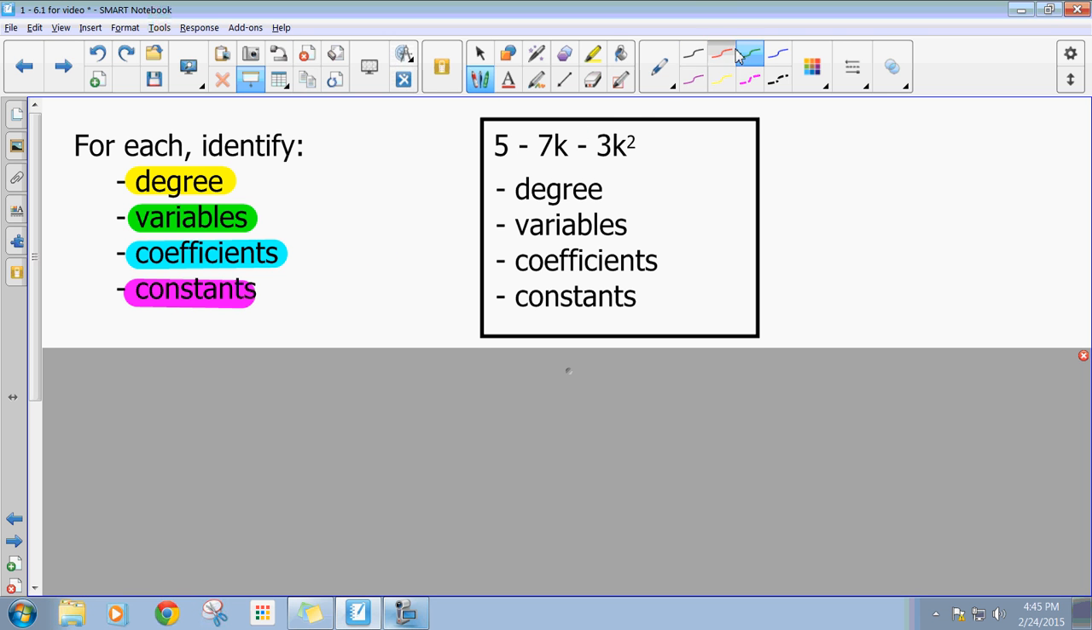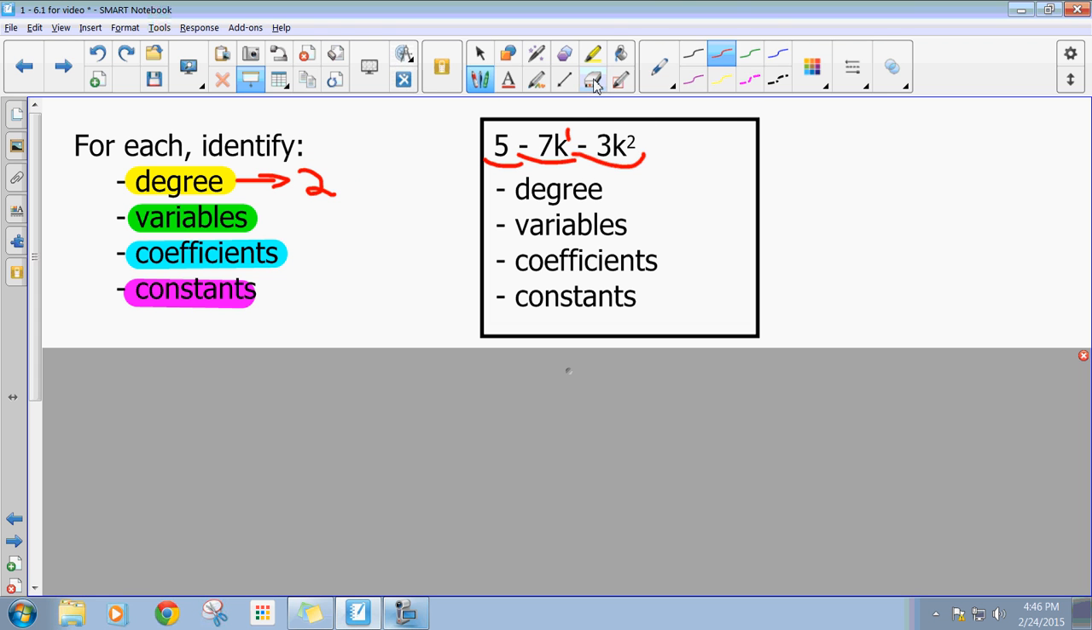We know that the k has got a 1. We know that the 3k has a 2. This one does not have any degree. The degree here is a positive 1. The degree here is a 2. So the degree for all of them is a 2.